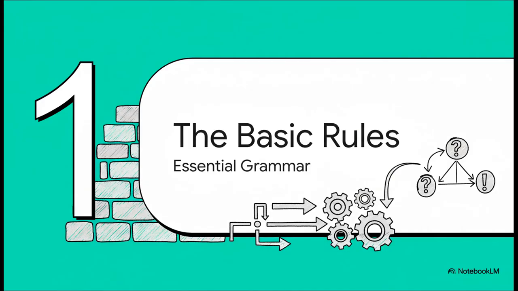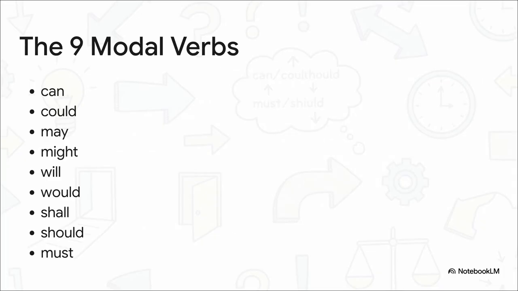All right, let's jump right into section 1, the basic rules. We've got to start with the foundation, the essential grammar that makes these things tick. Okay, so here they are, the big 9. Can, could, may, might, will, would, shall, should, and must. The absolute best way to think about them is as helper verbs. They can't really stand on their own. Their entire purpose in life is to jump in and change or add to the meaning of the main verb in a sentence.